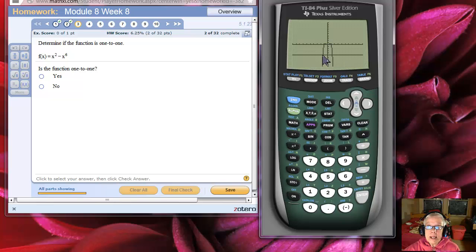See that horizontal line? It intersects the graph at more than one point. Therefore, while this is a function, and you can imagine a vertical line going through it and only intersecting the graph at one point, the fact is that a horizontal line intersects the graph at two points. Therefore, this function is not one-to-one. Therefore, it does not have an inverse function. Okay, let's move on.